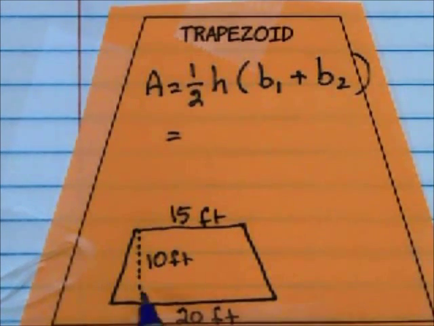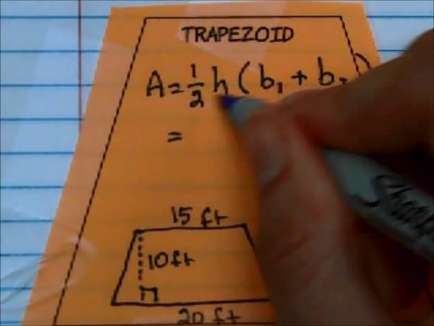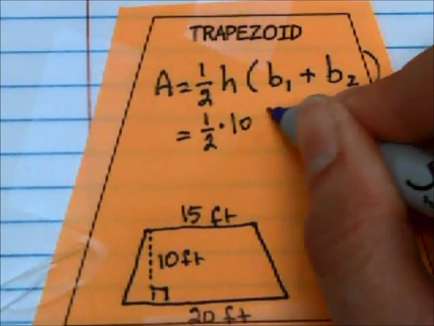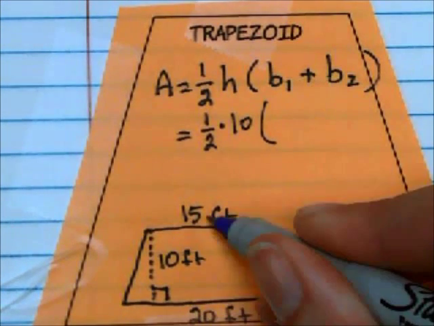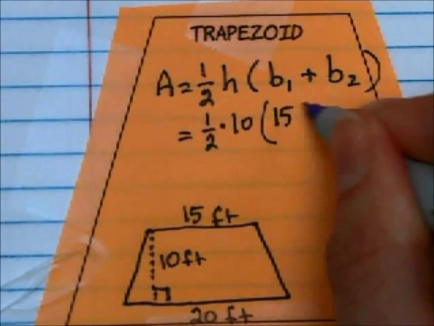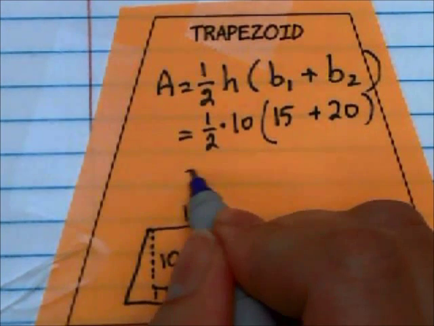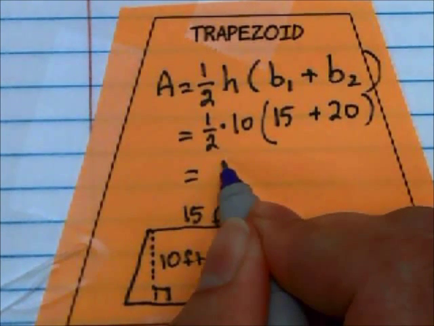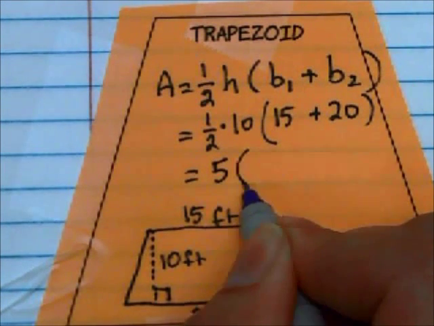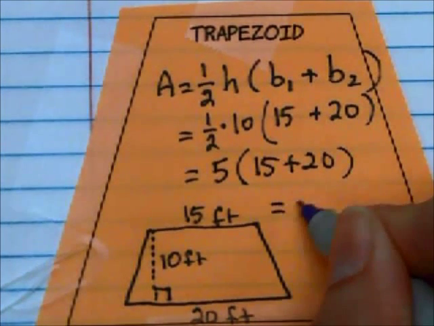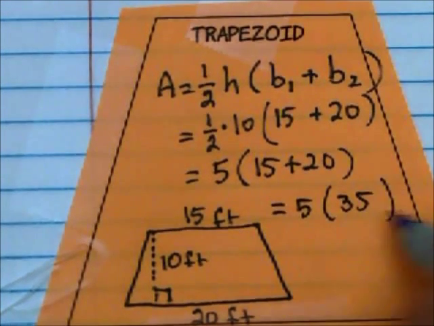Okay, now this does meet at a right angle. All heights meet at right angles. So we'll put a little right angle symbol in there. So now our formula is 1/2 the height, which is 10 feet, 1/2 times 10. And then the bases added together are going to be 15 and 20. 15 plus 20. So when you put this all together, it's going to be 1/2 of 10. I usually like to do that first, so I get 5. And then 15 plus 20 is 35. So what we really have here is 5 times 35.